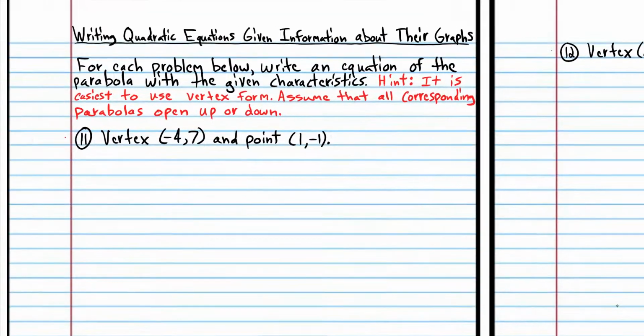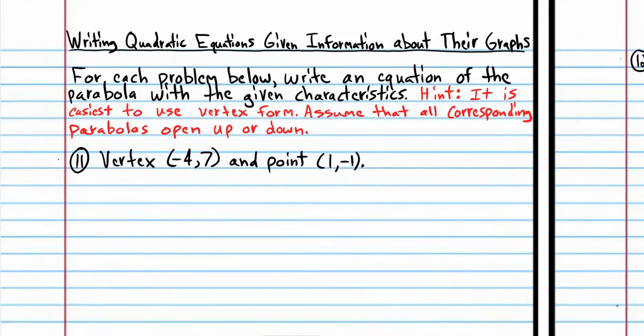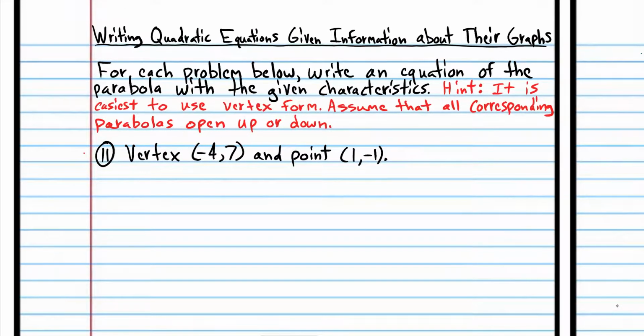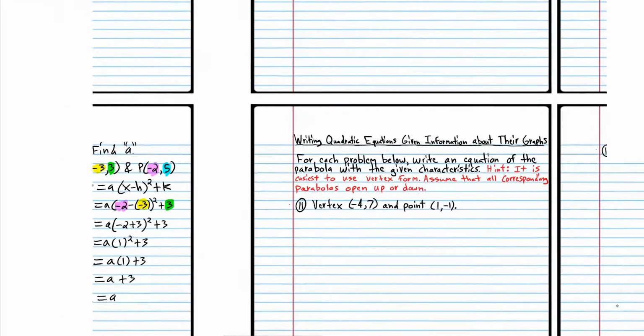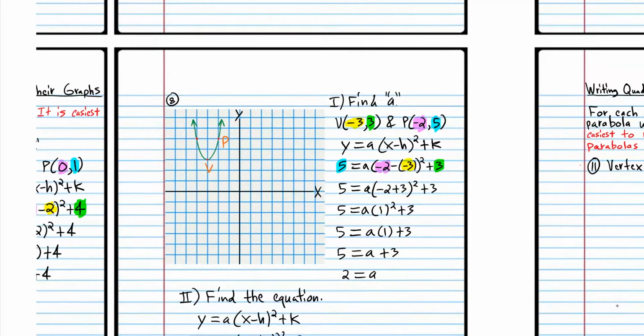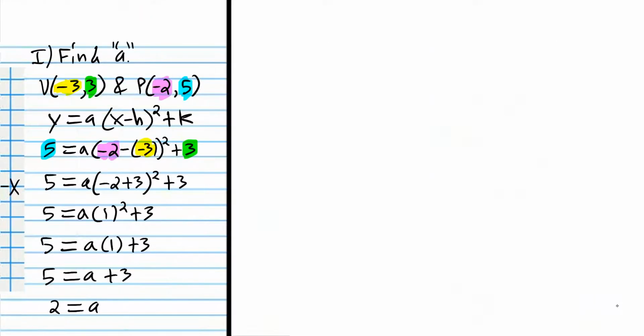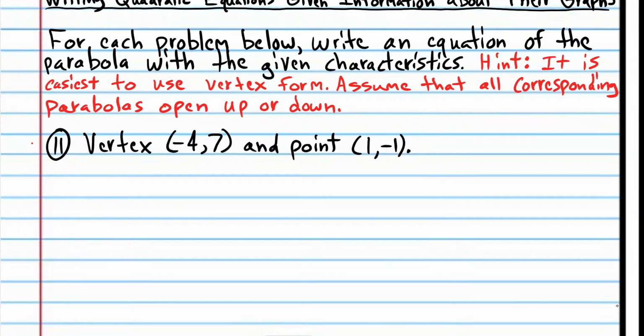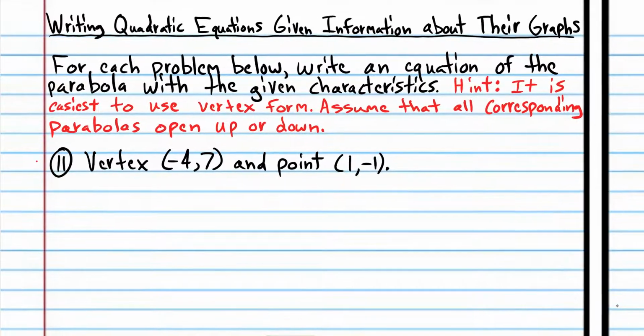We're now going to write quadratic equations given information about their graphs. These problems are exactly the same problems that we just did, no difference whatsoever. Except instead of somebody giving us a graph and then asking us to write the equation, they're giving us characteristics of the graph, points on the graph, that is. But we're still going to be using the vertex and a point, so it's the exact same type of problem. And you might think, well, why are you giving the same exact problem?